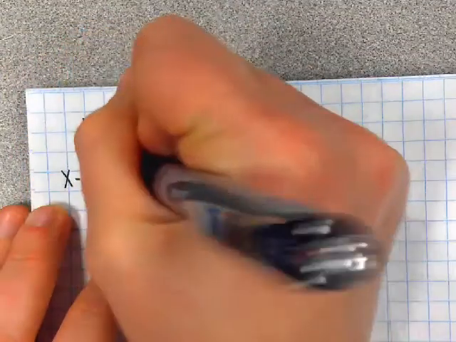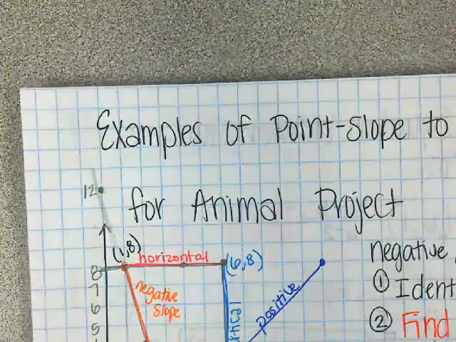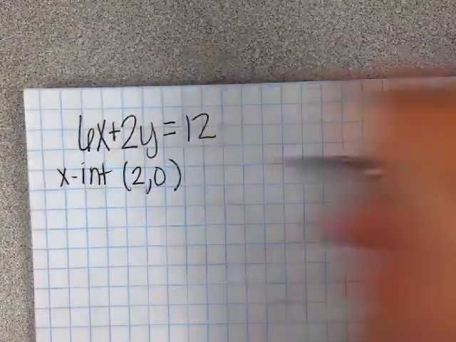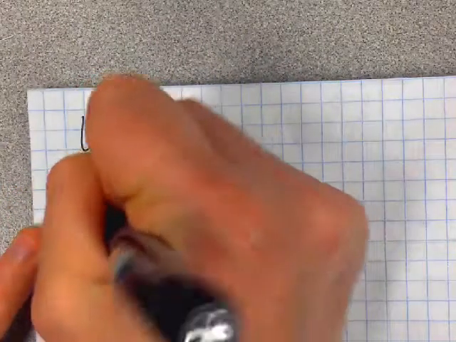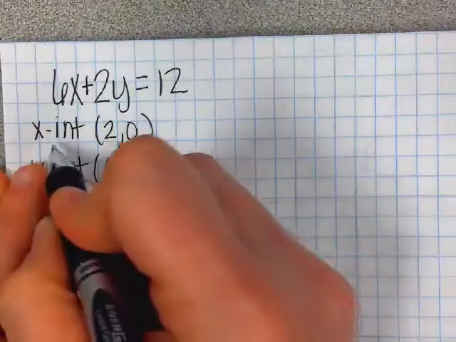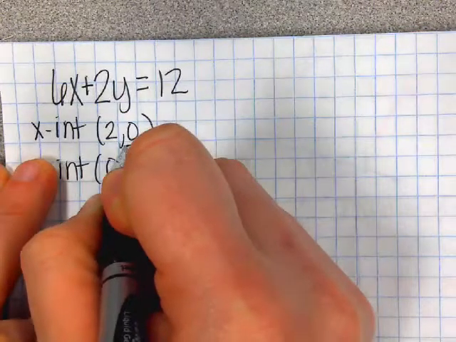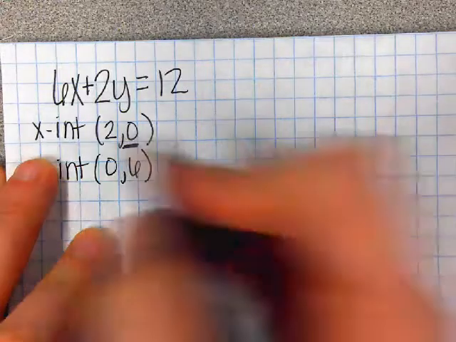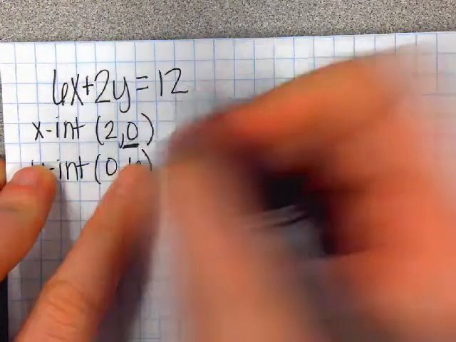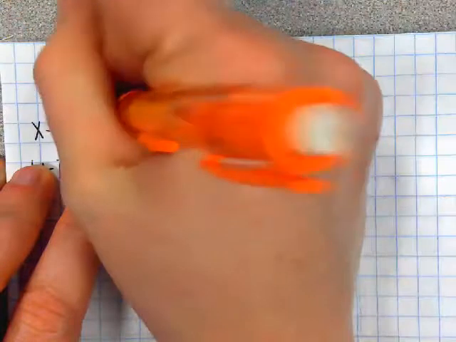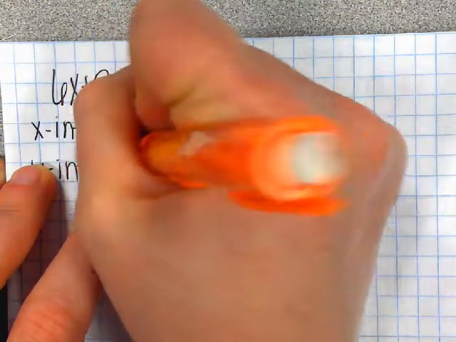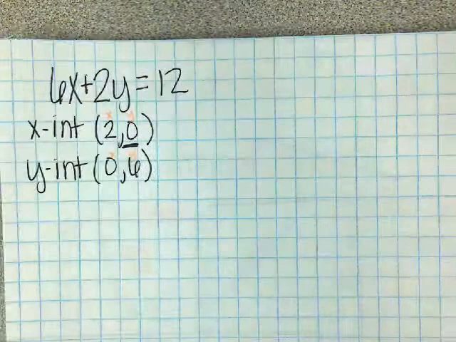So we have 6x plus 2y equals 12. That's our equation. We know that our x-intercept was at (2, 0) and our y-intercept was at (0, 6), because we changed it into slope-intercept form. When we look at our x-intercept, our y value is 0. Remember, it's always x comma y, x comma y.